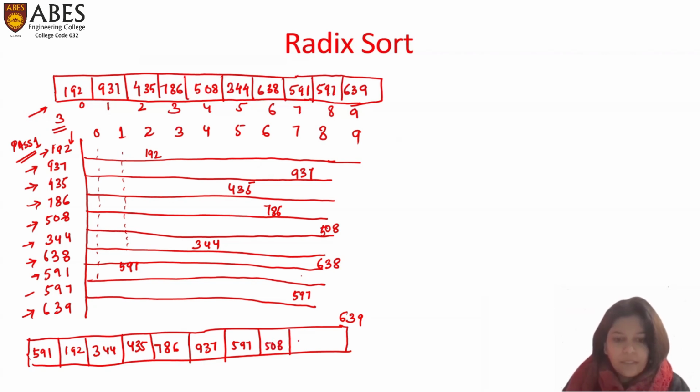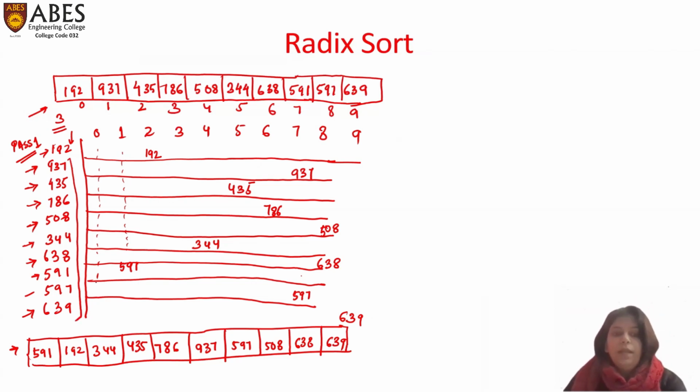508, 638 and 639, right? And how have we got these values? With the help of counting sort. We have applied counting sort only on the ones digit, right? So in this way we have found this. We have converted the input into this form after pass 1.